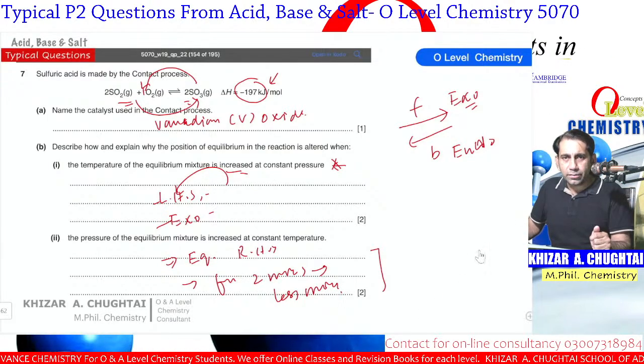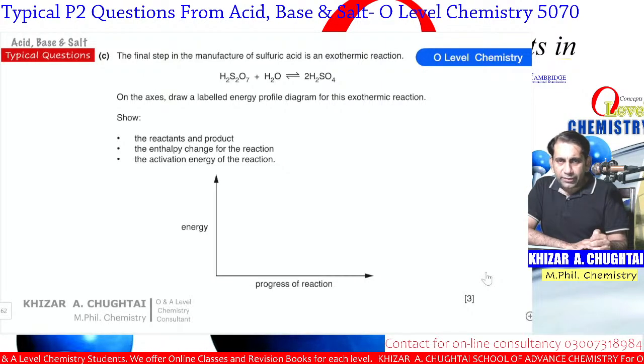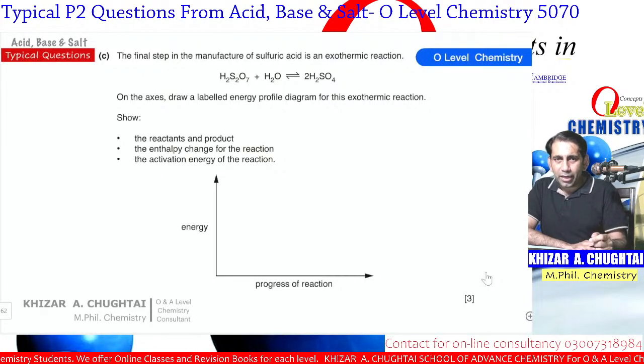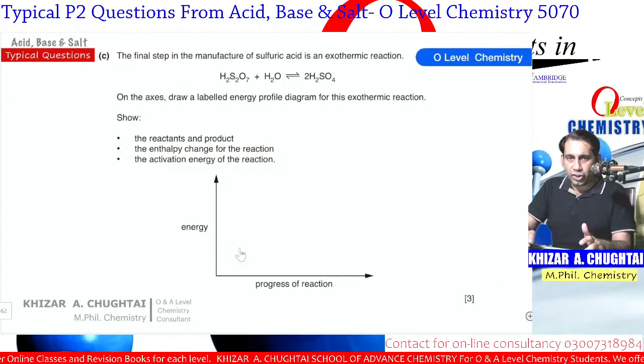The next one is the final step, the manufacturing of this one, and he is saying to write the diagram, the reaction and the products, enthalpy change of the reaction, activation energy, and so on.